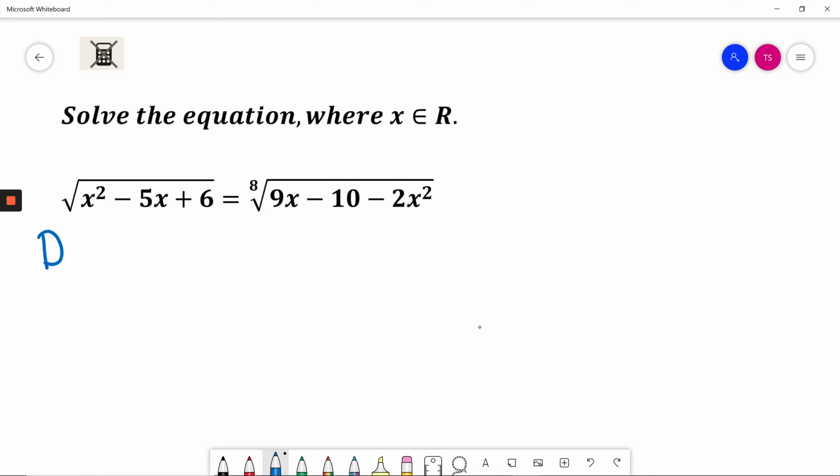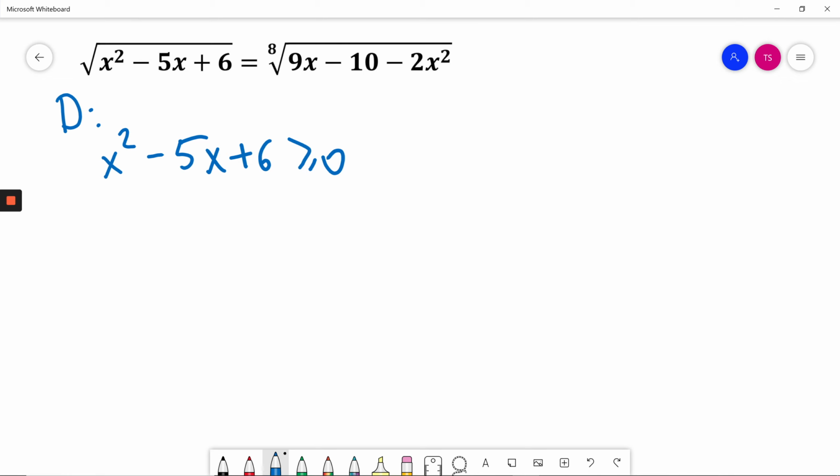First, I will find the domain for this equation. The expression under the square root cannot be negative because I'm solving this in real numbers. x squared minus 5x plus 6 is more or equal to 0.